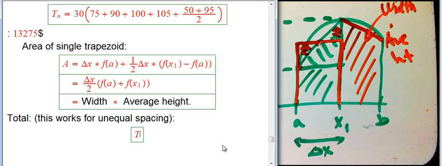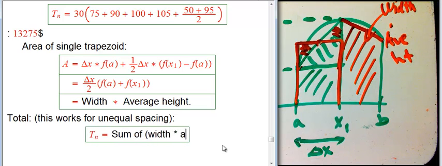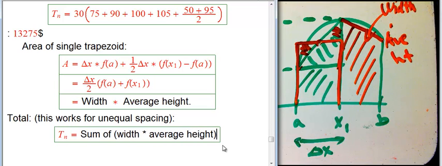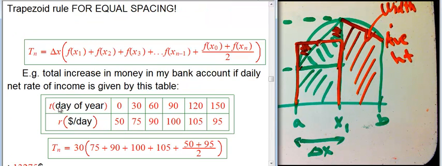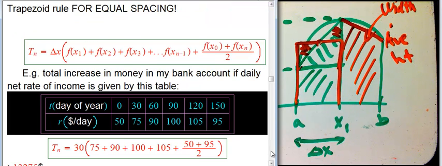I take the T sub n is the sum, let me write it not in math mode, it would be better, sum of width times average height. And let me do an example about how that'll work, and then that'll finish up this video. So here's an example. Let's go back to this bank account example and we'll modify it.